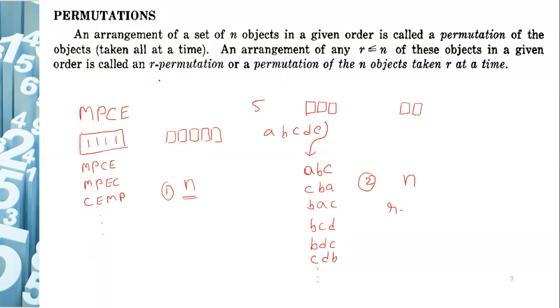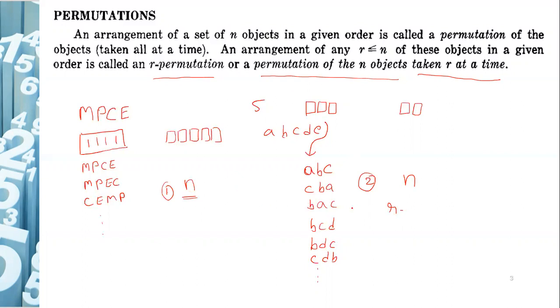So this is called r-permutation. It is called r-permutation, or permutation of n objects taken r at a time. So two concepts we are setting. In the first, all objects are arranged in a row, and here, from these n objects, I am arranging only r objects, not all n.